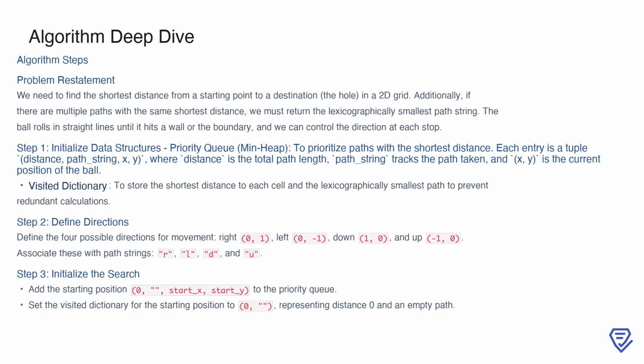Next, we define the four possible movement directions: right, left, down, and up, and associate each with a corresponding path string, R, L, D, and U. Finally, we initialize the search by adding the starting position to the priority queue with a distance of 0 and an empty path. The visited dictionary is also updated to reflect this initial state.